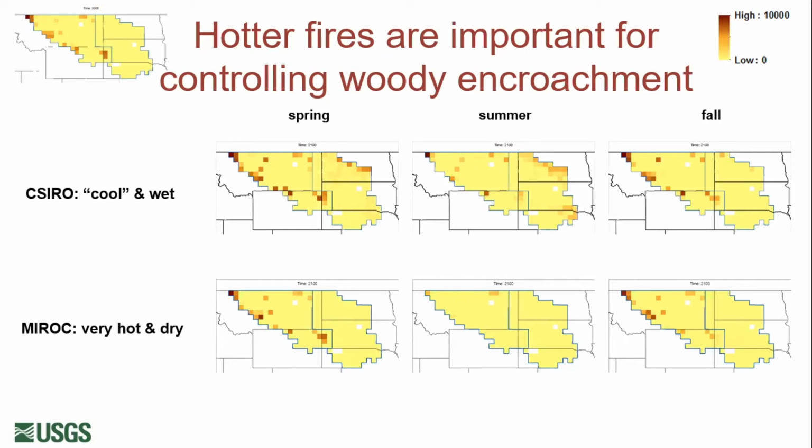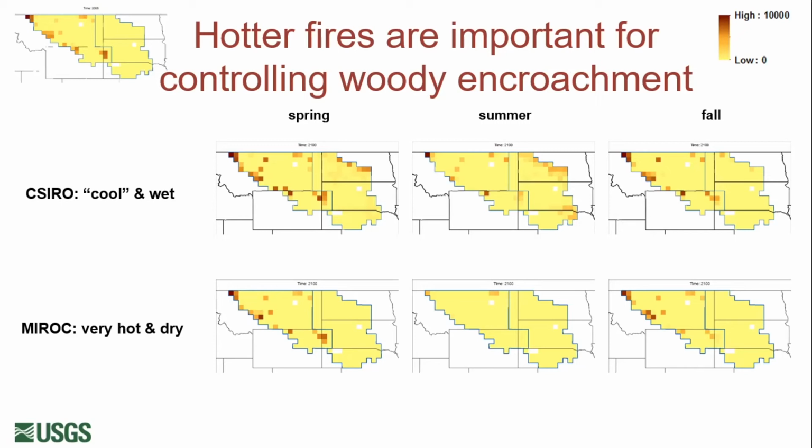In the very hot and dry climate, frequent summer fires not only maintain no trees in the east, but wipe out almost everything in the west, and fall and spring burns basically maintain the starting point. These differences among seasons are driven by different tree mortality rates, which depend on the weather conditions at the time of the fire. Mortality is higher in the fall in the cool and wet climate.